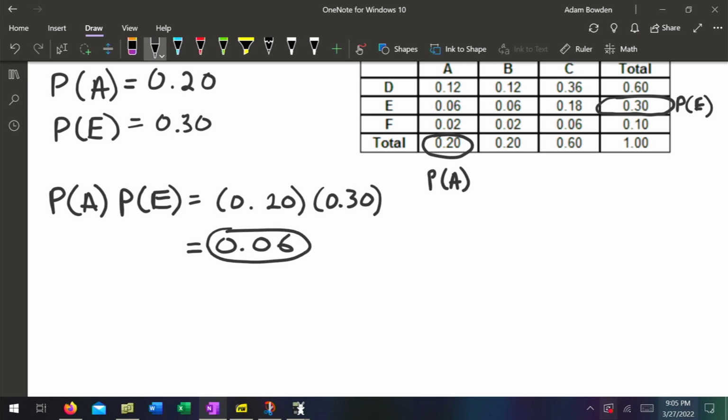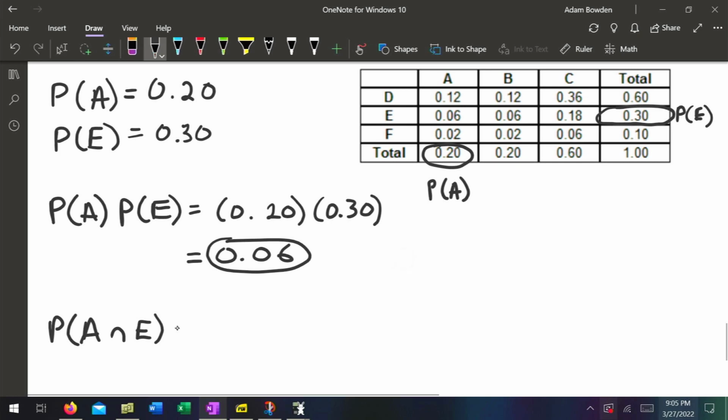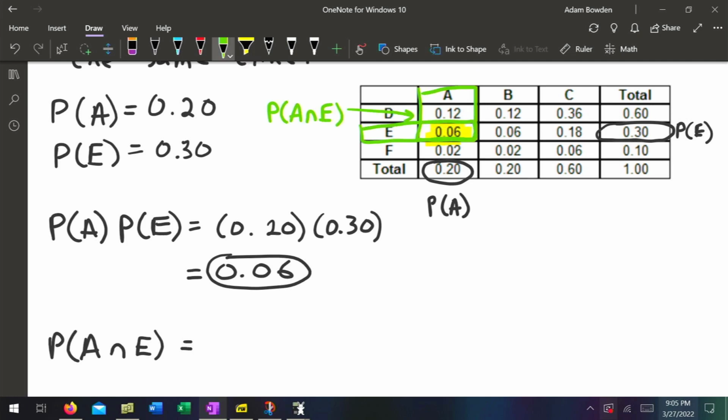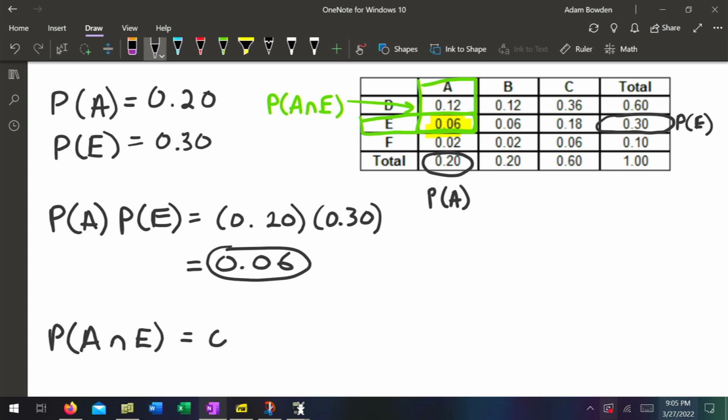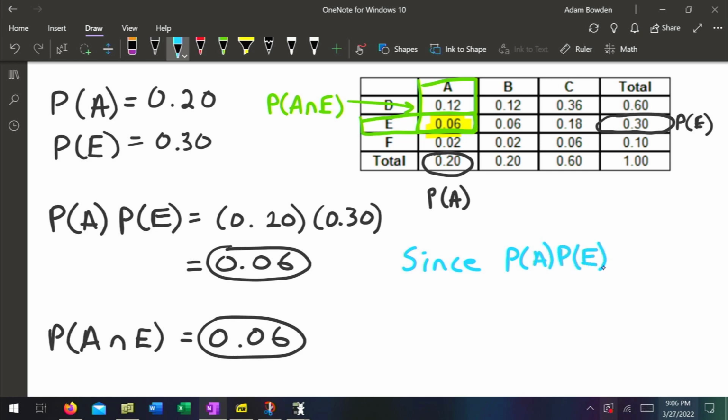0.06. To test for independence, we'll also check the probability of A intersect E. If we look at the table, the place where they intersect, where they overlap with each other, where A and E intersect is right here. So that's also equal to 0.06. So as a result, we can say since the probability of A times the probability of E is equal to the probability of A intersect E, A and E are independent events.